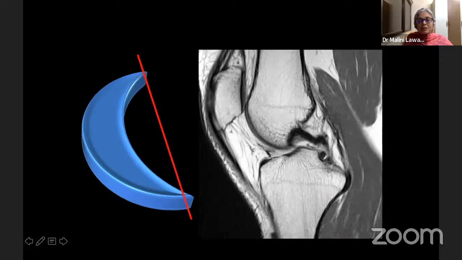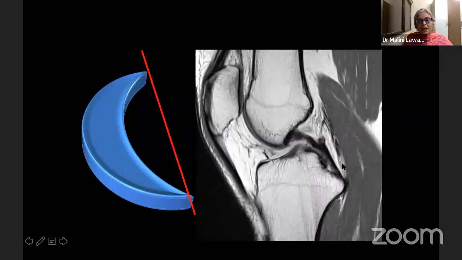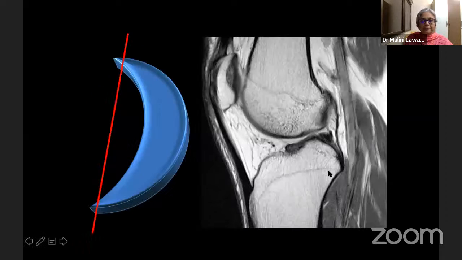This here is the posterior root of the medial meniscus. And that should be seen at the level where you see the posterior cruciate ligament. If you do not see the root up to that level on the sagittal image, there is an abnormality, a root tear. As we come further laterally, you can see the posterior cruciate ligament, and you can just see the posterior root of the medial meniscus attaching here.